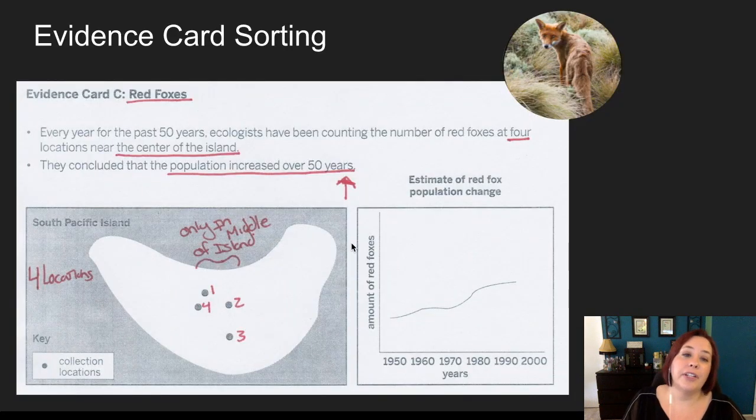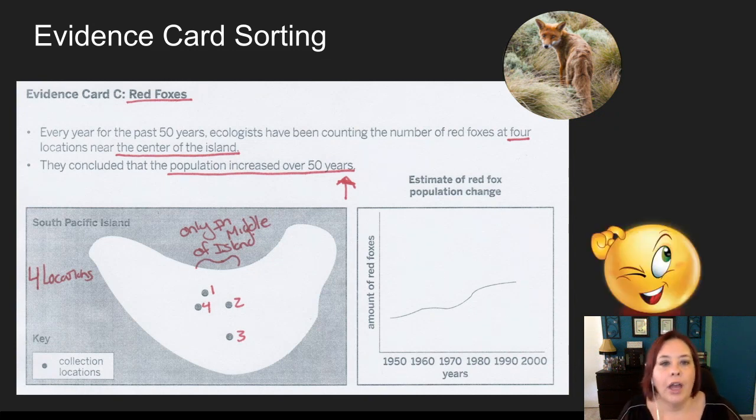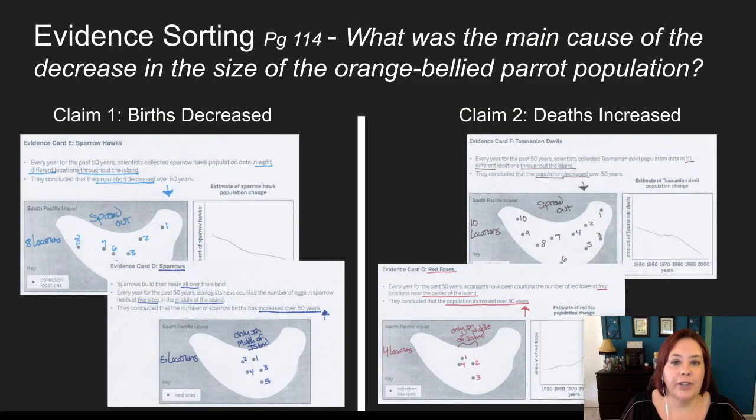Our next piece of evidence is the red foxes. Once again, this piece of evidence is just kind of okay. It's only in the middle of the island. There's only collection locations from 4 locations in the middle of the island. And so for the red foxes, we went ahead and stuck it under claim number 2, that the deaths increase. So an increase in red foxes would cause an increase in the deaths of the orange-bellied parrot population.